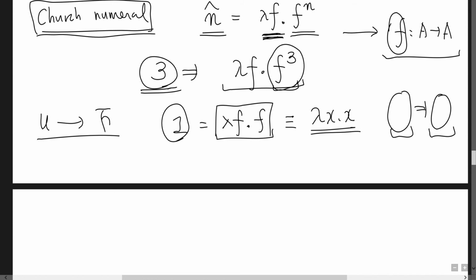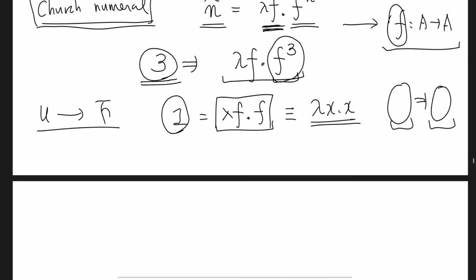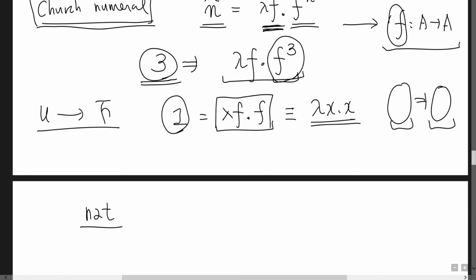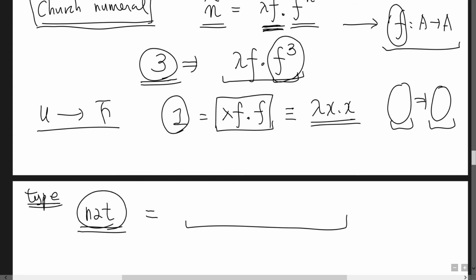Let's start with the type. So what is the key idea? This is the type for natural numbers in System F. So how do we encode this type nat? This is a type, and we'd like to encode this type nat in terms of function types, type variables, and polymorphic types. How to encode?